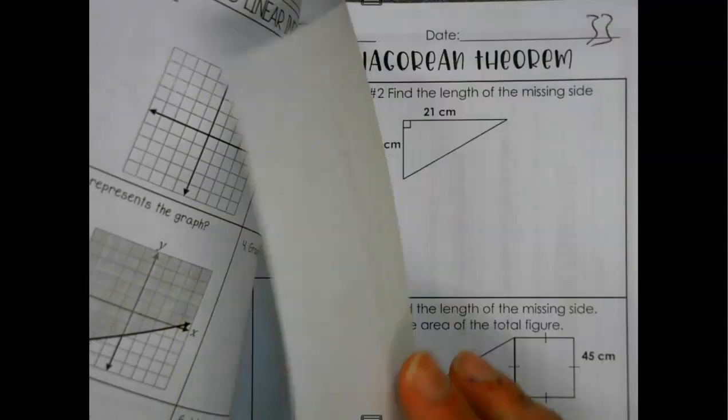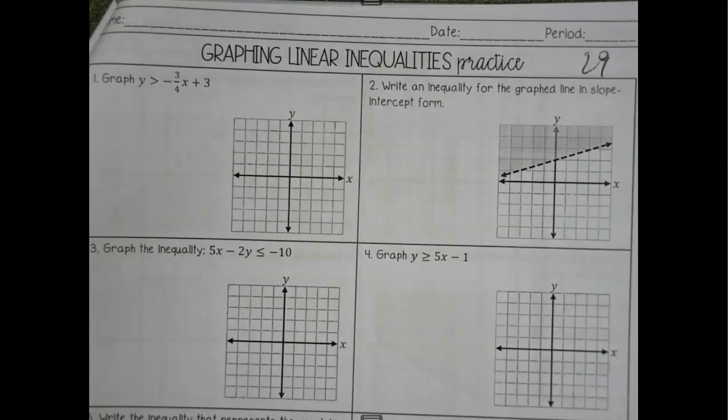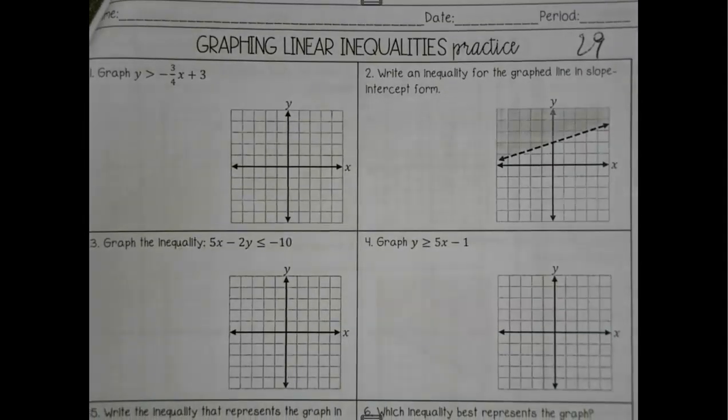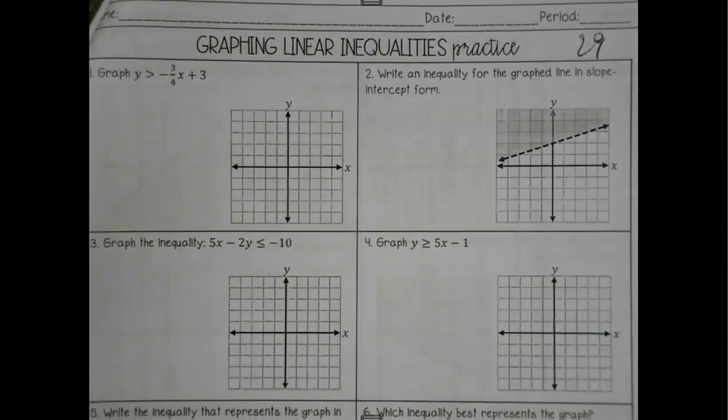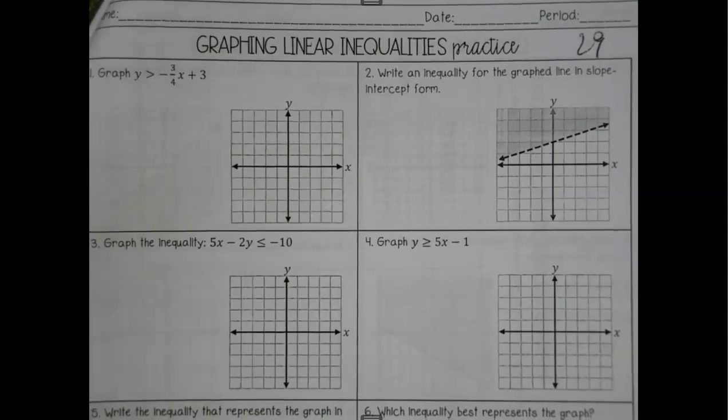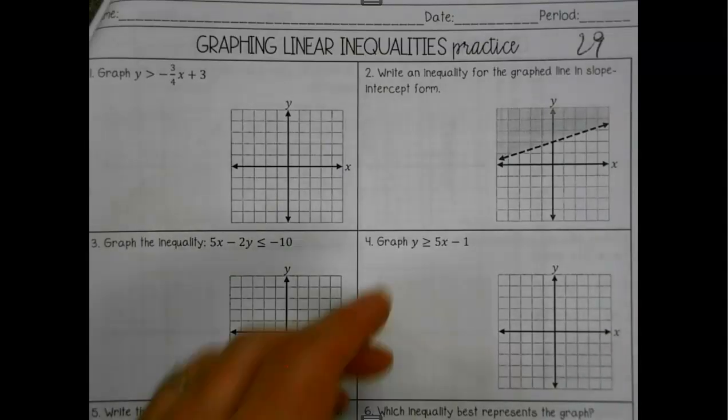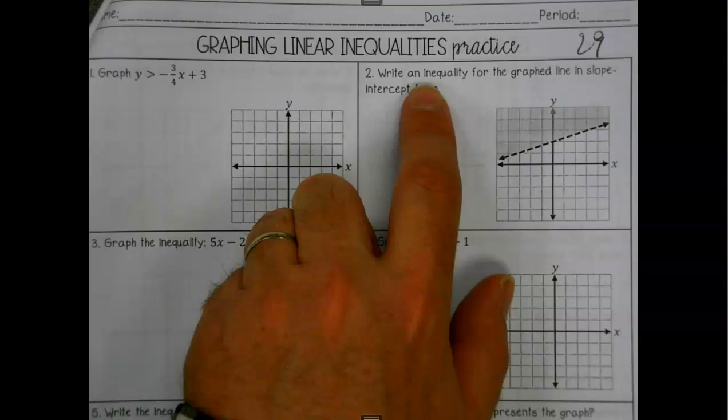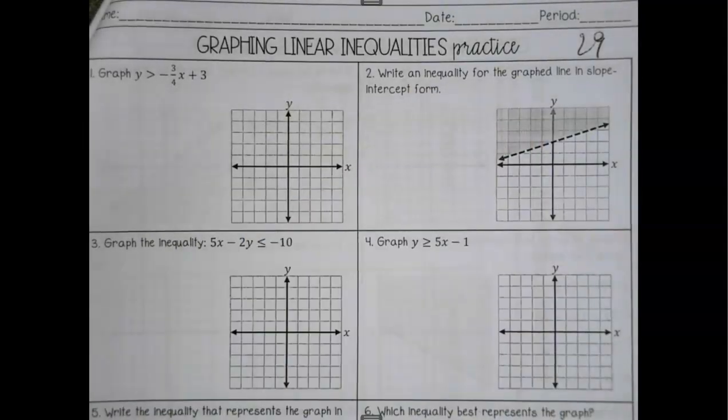Again, we're basically just going with the basic graphing of inequalities. Now, I do want to do one of these because it's a little strange. I shouldn't say it's strange. It's asking a question in a different way. Write an inequality for the graphed line in slope-intercept form.